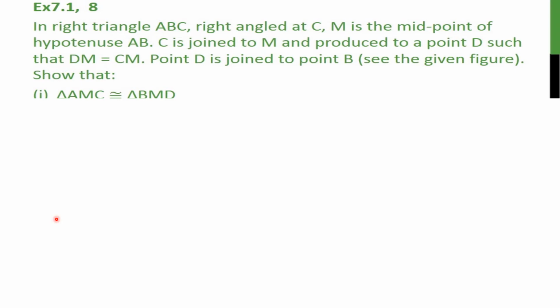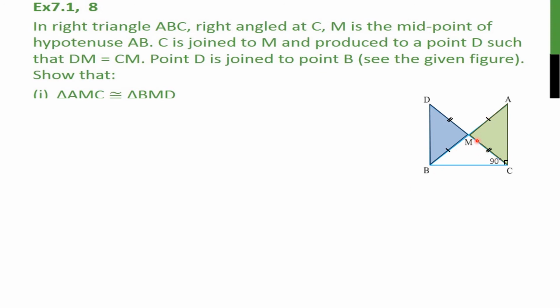Moving on to the next question. In a right triangle ABC, right angled at C. So this is a right triangle ABC, which is right angled at C. Right angle at C means it is 90 degrees, and M is the midpoint of hypotenuse AB. You can see clearly from the figure, M is the midpoint of hypotenuse AB.